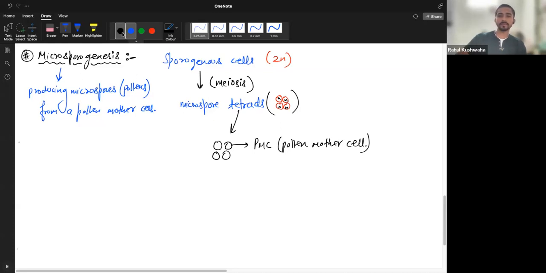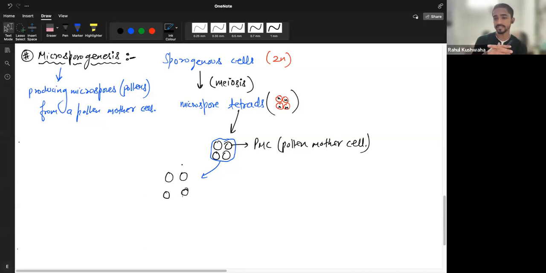And simply what happens, they are clustered to begin with. So I'm just making a boundary around them. They are clustered, and then later on, they're all separated from each other, right? And each one develops into a microspore. So if you open an anther, you will see thousands and thousands of microspores or pollen grains ready and stored inside. Because thousands of these sporogenous cells will undergo meiosis, will produce microspore tetrads, which are potential pollen.